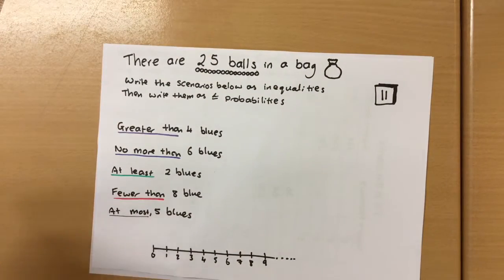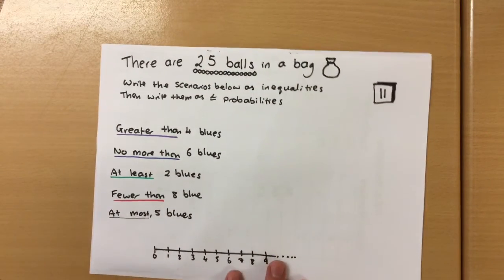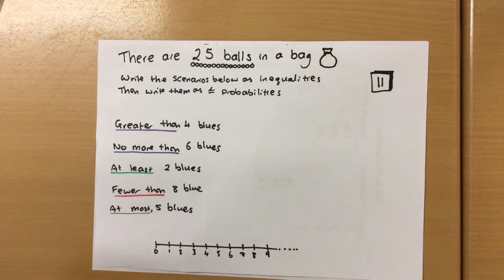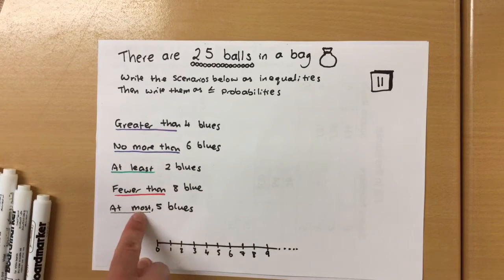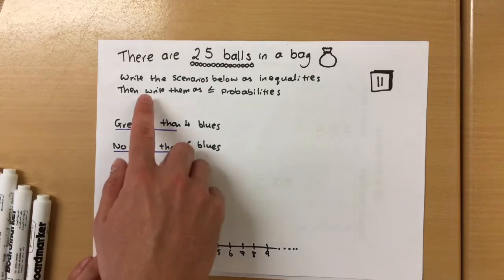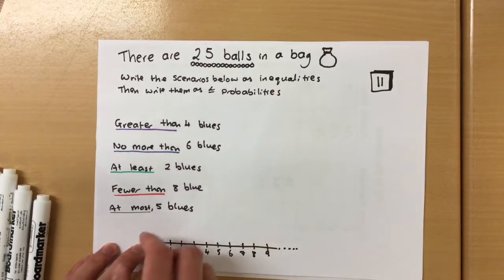a bit of work for you to do by yourself, so you need to pause it in a second. Here's the deal. There are 25 balls in a bag. I've listed you 5 scenarios here. The first thing to do is write the scenarios as inequalities.